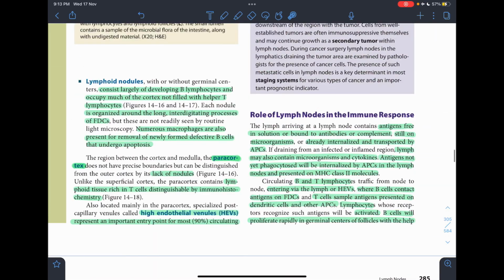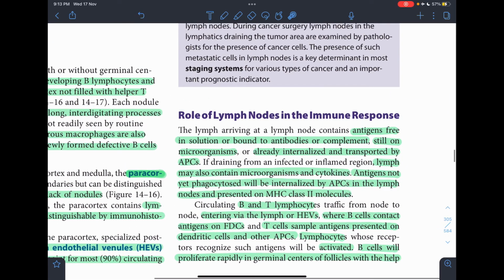Okay, so the role of lymph nodes in the immune response. The lymph arriving at the lymph node contains antigens free in solution or bound to antibodies or complement, still on microorganisms or already internalized and transported by APCs. If draining from an infected or inflamed region, lymph may also contain microorganisms or cytokines. So if we find cytokines, for example, in the lymph, we will know that the lymph node is draining an infected region.